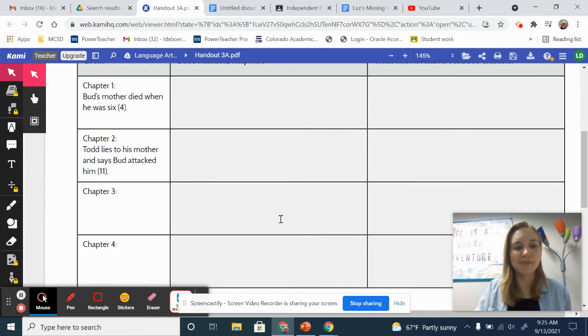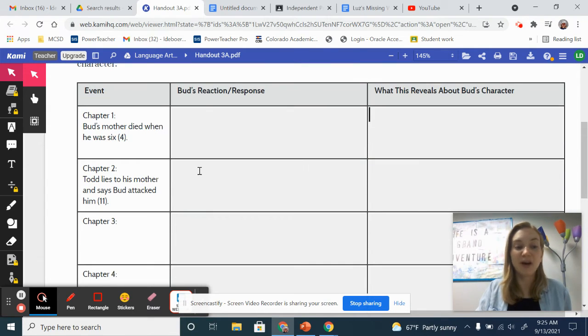Okay, next one, chapter 2. Todd lies to his mom and says that Bud attacked him. Remember? How did Bud react to that? Was he like, no, I didn't, trying to yell and defend himself? Or not? How did he react to that? What does that tell us about him?